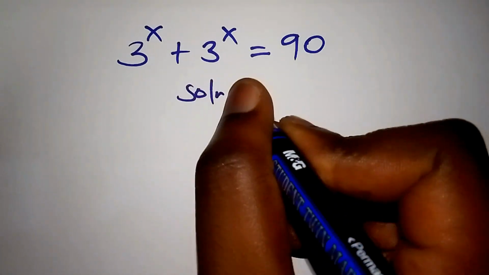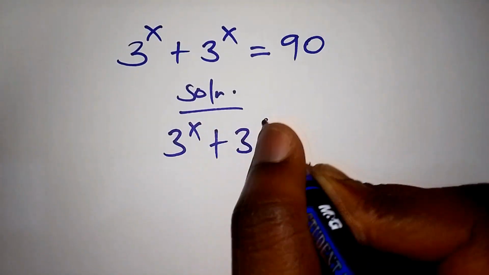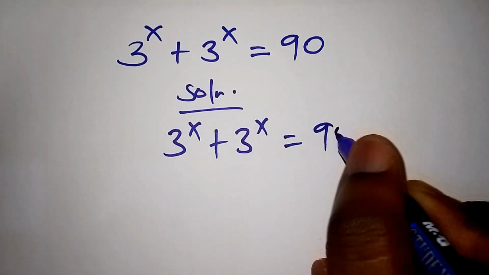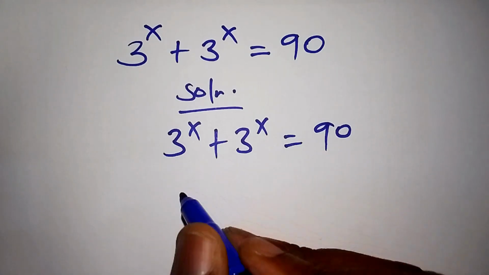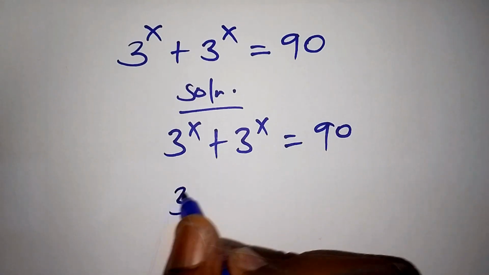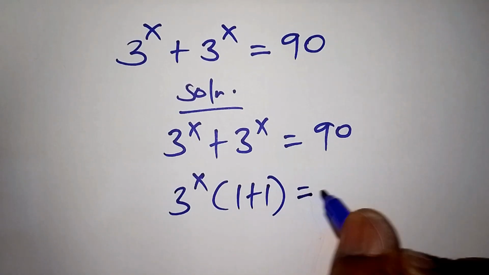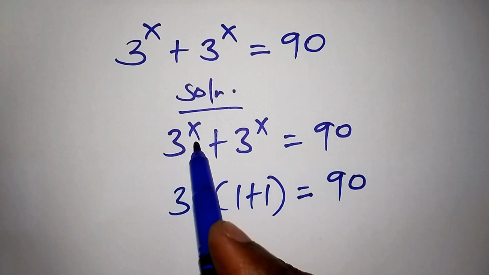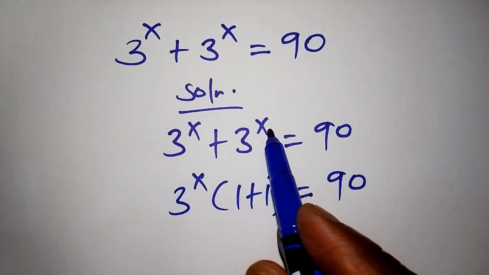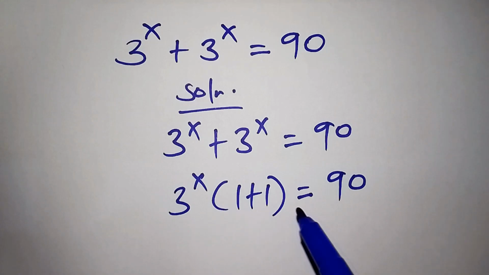Solution. So we have 3 to the power of x plus 3 to the power of x is equal to 90. The first thing we need to do is factorize 3 to the power of x plus 3 to the power of x. This can also be written as 3 to the power of x into bracket 1 plus 1 is equal to 90. So already I have factorized it by writing it in the form of 3 to the power of x into bracket 1 plus 1.